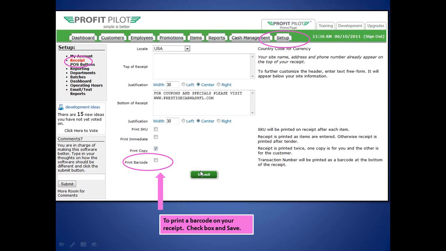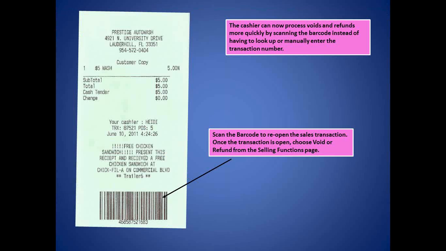Once the batch goes down from your back office to your point of sale, you will then see barcodes printed on your receipts. The barcode is a very nice feature because it allows the cashier to simply scan the barcode when processing voids and refunds at the point of sale, instead of entering a full transaction number.